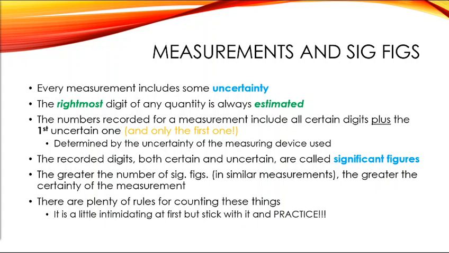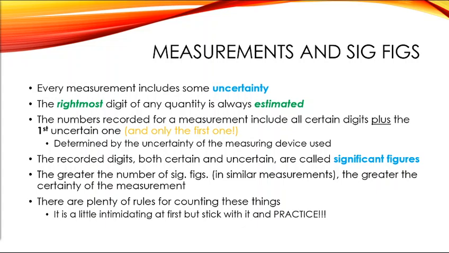What I mean by that is most of these devices we use are man-made. And of course, men make mistakes. And if humans make mistakes, and humans make these instruments, they're going to have some type of issues with them. So when you see these numbers written out, the rightmost digit is always going to be your estimated digit.